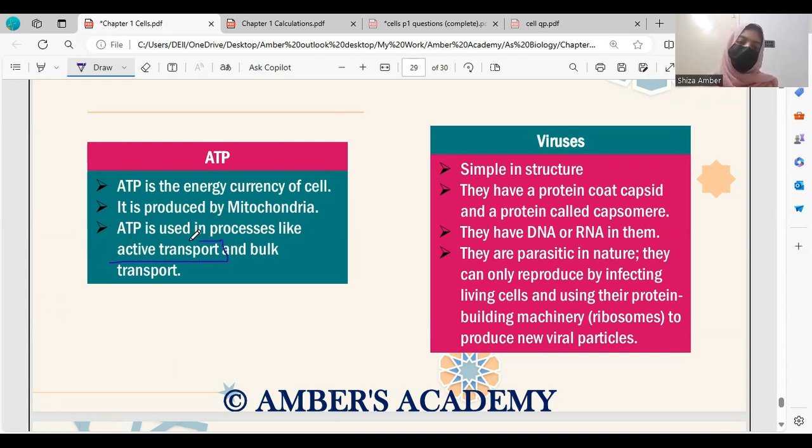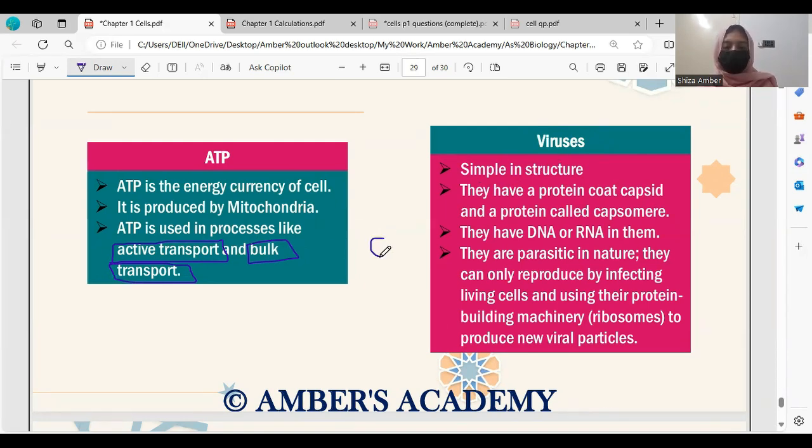I'm sure you are familiar with the transport mechanism of active transport, but you have no idea about bulk transport. So the next chapter that we'll be starting tomorrow, of cell membrane, we'll talk about bulk transport in that chapter. Okay. Then a small part of viruses is also part of your chapter 1, that viruses are very simple in structure and they have a protein.